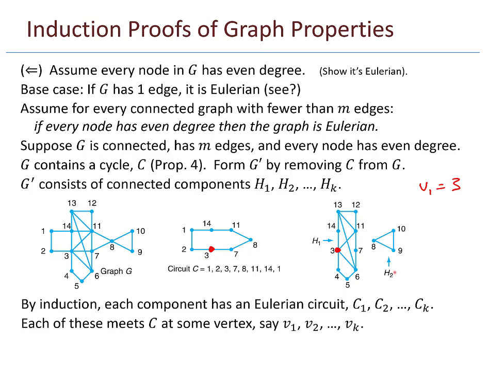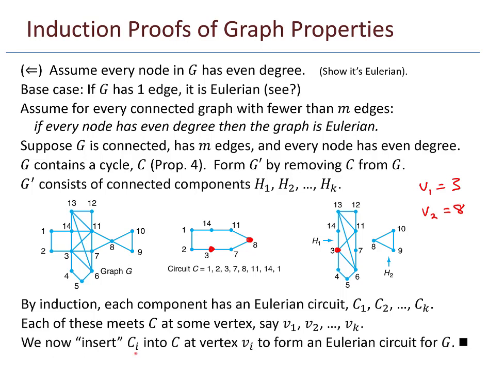And in component H2, looks like we have 8. So V2 is vertex 8. We can now insert Eulerian circuit Ci into the cycle C at vertex Vi to form an Eulerian circuit for G. So for example, let's say I'm going through my circuit C. I might start at 1, and I come down to 2. I come across to 3. Once I hit that V1, I come over to H1, and now I know I can complete an Eulerian circuit. So maybe something like this.